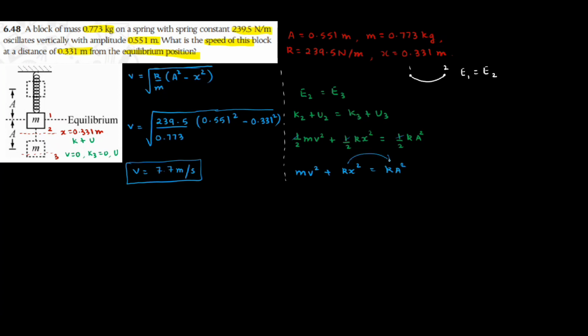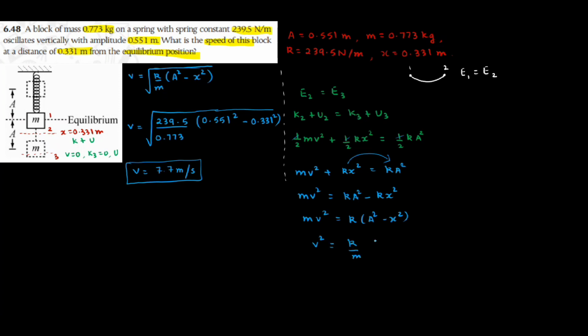Take this kx squared to the other side. Ka squared, since this was plus here, when you bring it to the other side, it becomes negative. K is common to both the terms here, so I will take k out. A squared minus x squared. Divide by m.